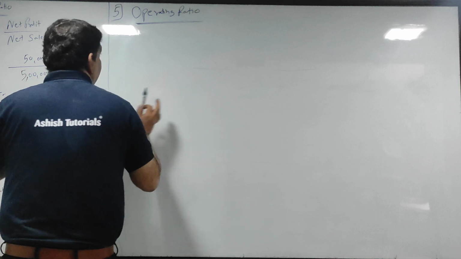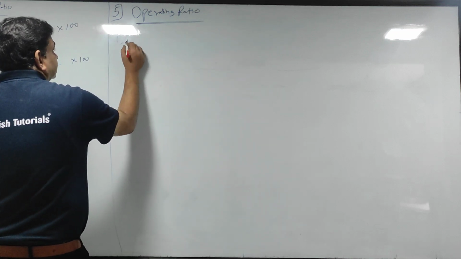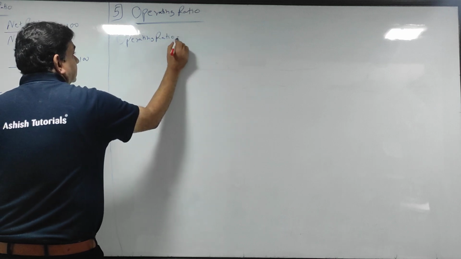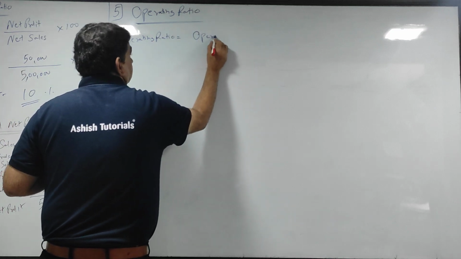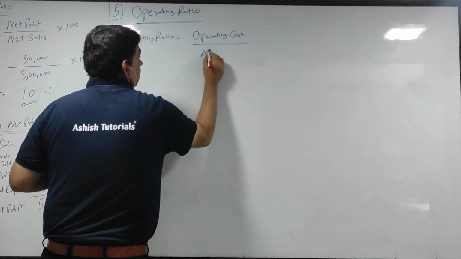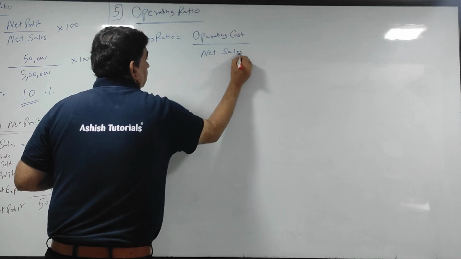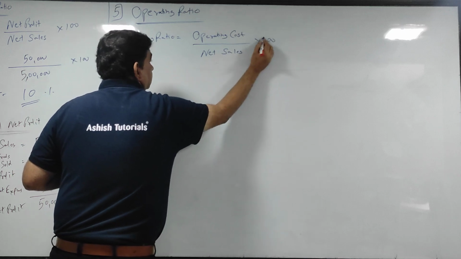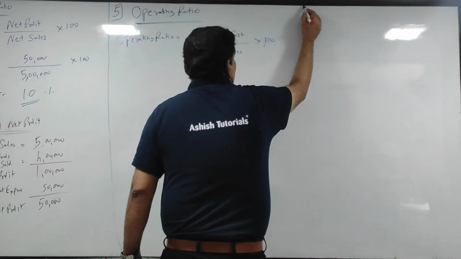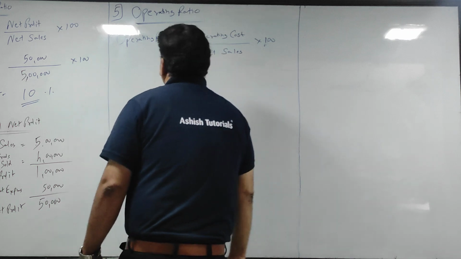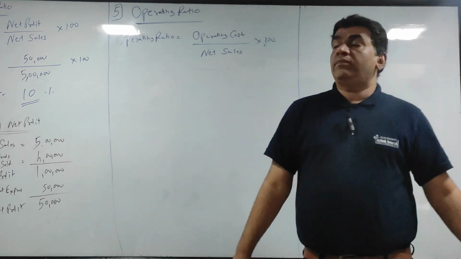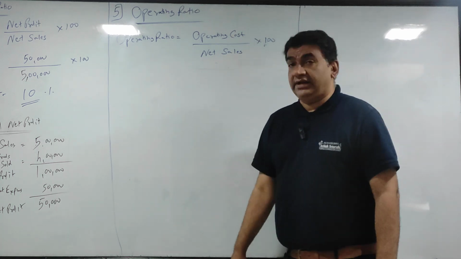I'll make it simple for you all how I did quick ratio. The formula is: operating ratio is equal to operating cost upon net sales into 100. Operating ratio is equal to operating cost upon net sales into 100.